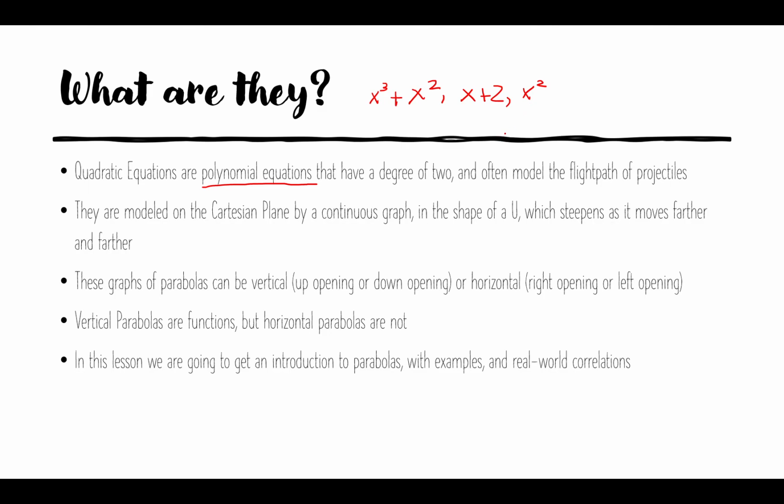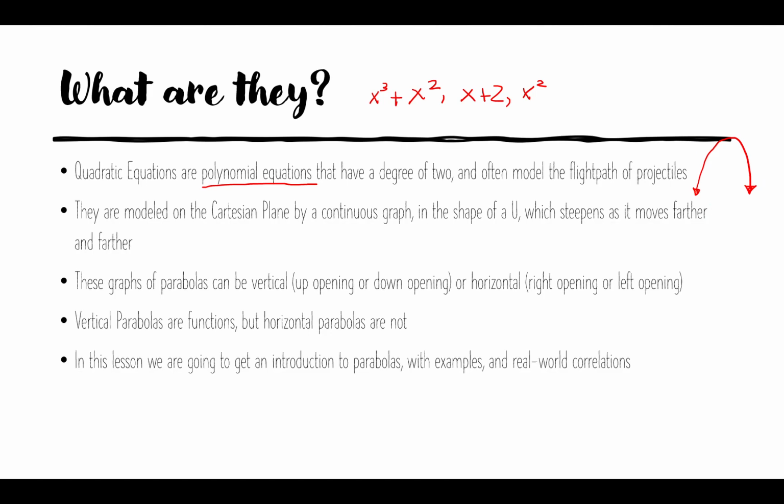And these equations often model the flight path of projectiles as they create a shape on the Cartesian plane in a continuous graph, which is the shape of a U, which models the flight path of projectiles. So these, as I previously stated, are modeled on the Cartesian plane by a continuous graph, meaning it goes on forever and ever in the direction that it opens.